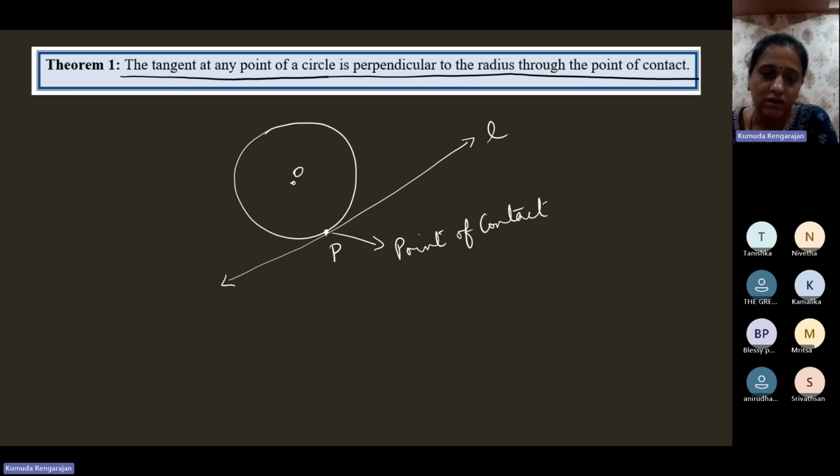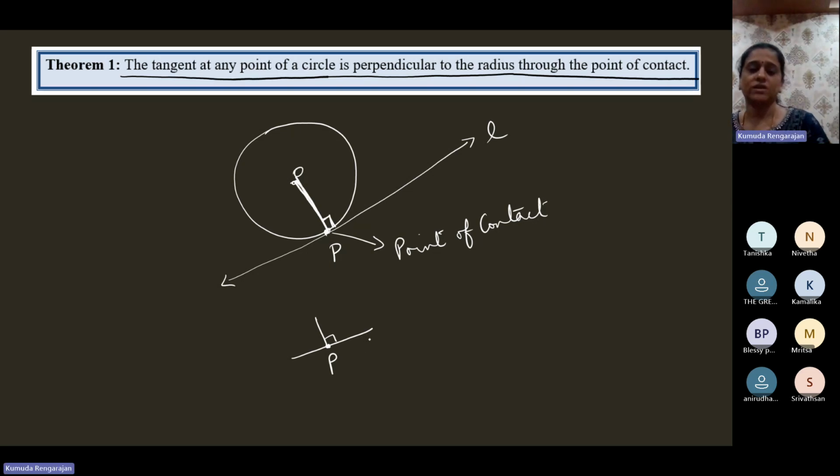Now through P, the radius drawn through the point of contact is perpendicular to the tangent. You'll have to join the point of contact to the center O to get the radius. So this radius drawn through the point of contact is perpendicular to the tangent. So radius and tangent make 90 degrees at the point of contact.